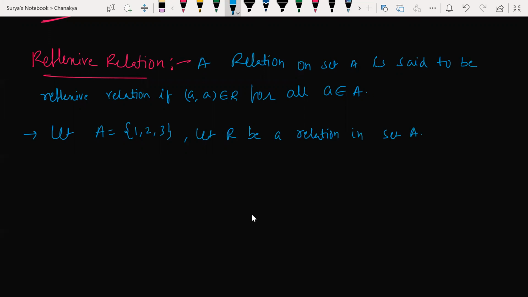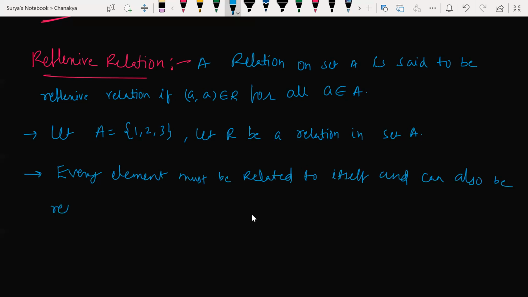So the condition for a reflexive relation is that every element must be related to itself, and it can also be related to other elements as well.